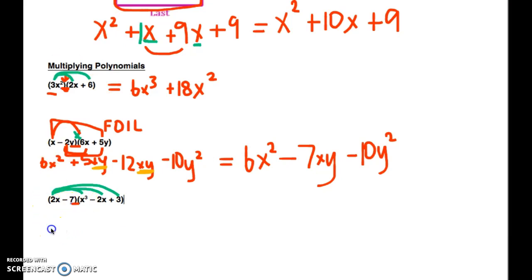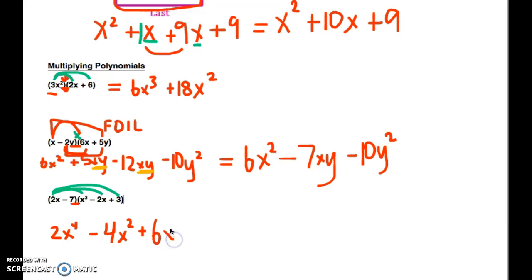2x times x cubed is 2x to the 4th. Okay, 2x times negative 2x is negative 4x squared. And then we have 2x times positive 3 is a positive 6x.